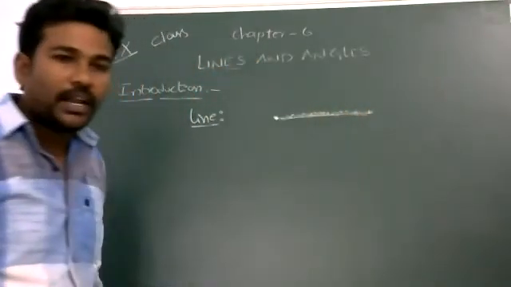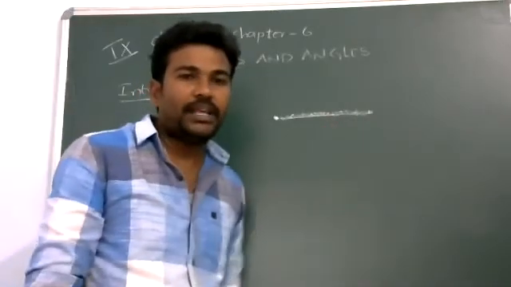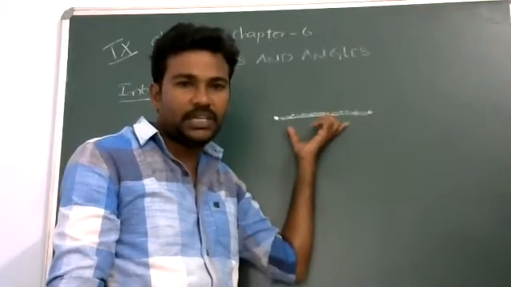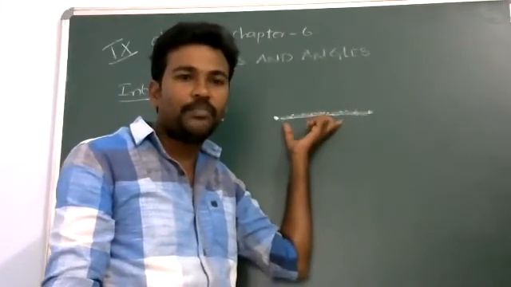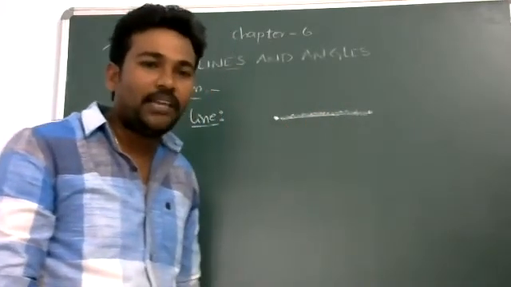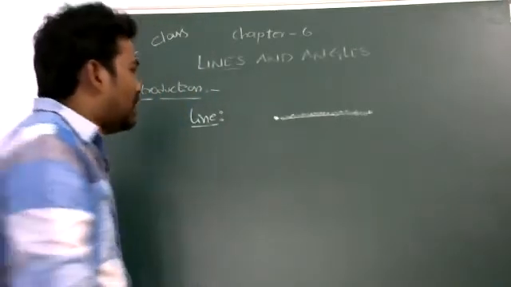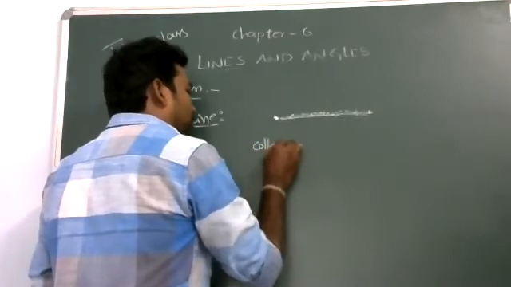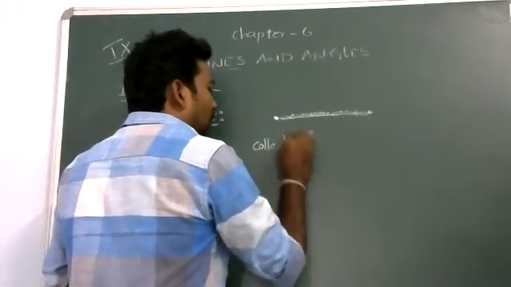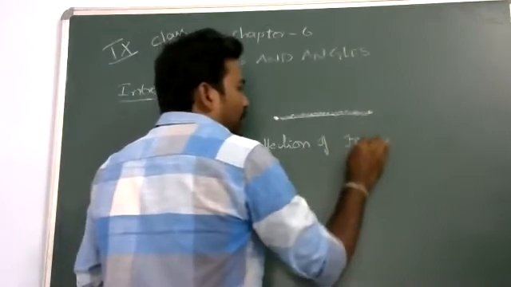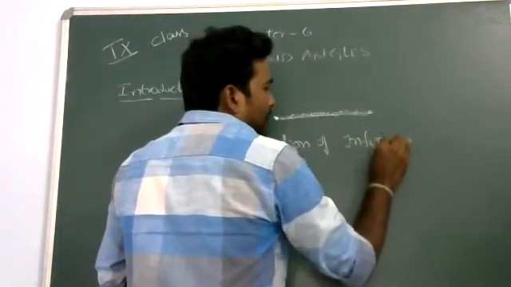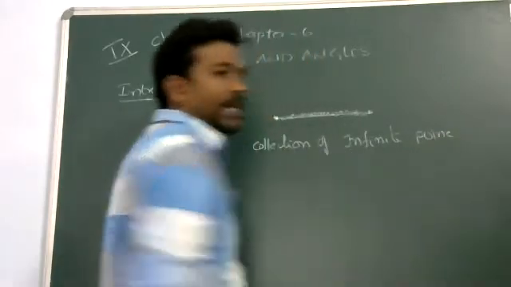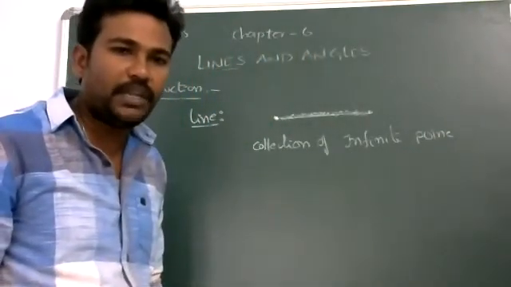Is it clear? Now, how many points are there in this line? How many points did I represent? You don't know exactly, and I don't know exactly either. So that's why a line is a collection of infinite points. Whatever it may be, a line is a collection of infinite points.